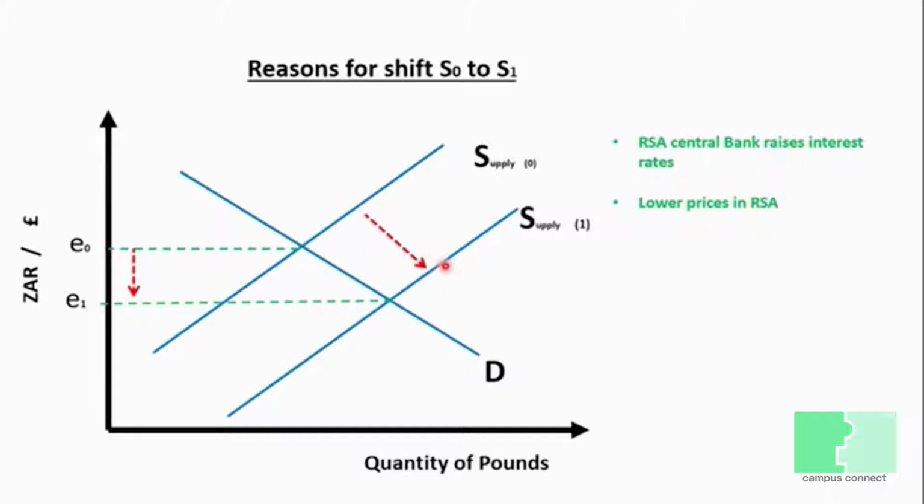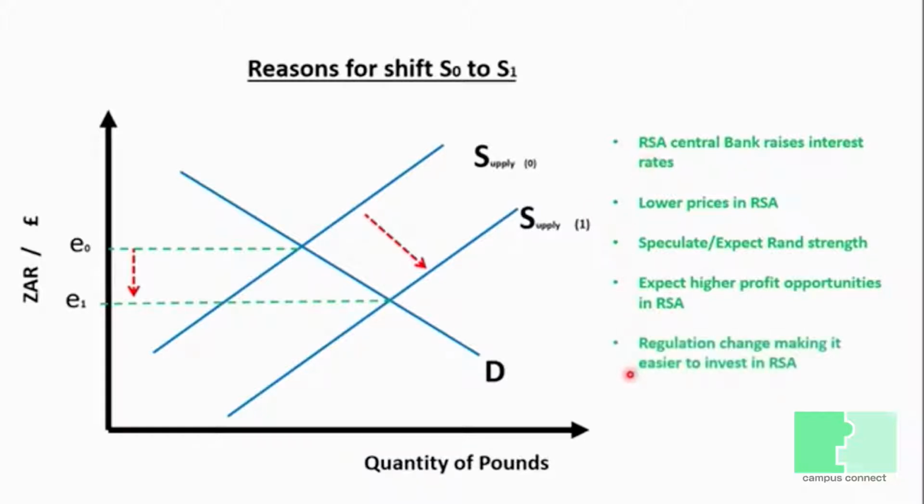Again, if we have a speculation or an expectation of the rand strengthening, we've looked at the speculation example, same thing would apply. Try and see if you can put some numbers to that. If we have an expected higher profit opportunity in South Africa, again, similar to your interest rates. And lastly, if we have regulation change, which makes it easier to invest in South Africa, makes it cheaper to invest in South Africa, we'd have an increase in the supply of your pounds.